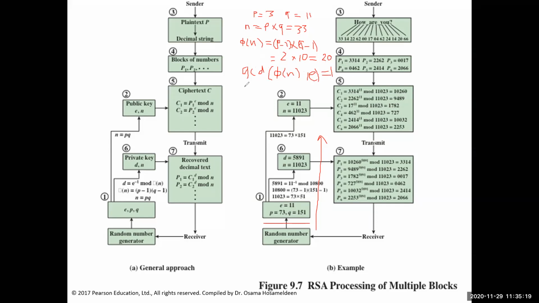For example, let us select numbers one by one. One is not okay. Two, what about two? Two is not okay because 2 divides 20. What about 3? 3 is not okay because we already selected it. What about 4? 4 is not okay too because 4 divides 20. So 4 is an even number. Even numbers are not prime numbers.